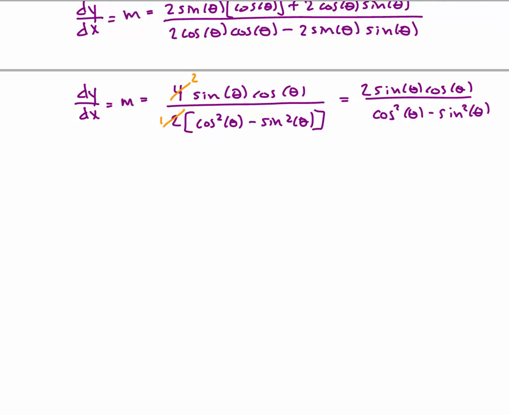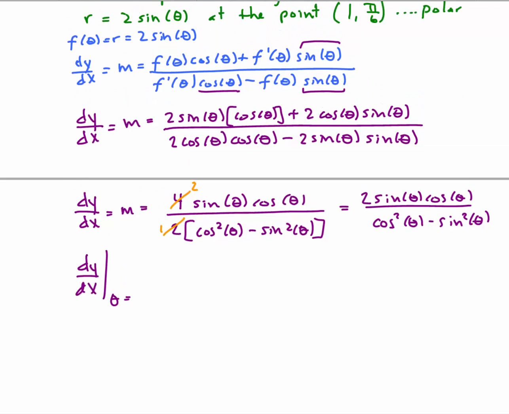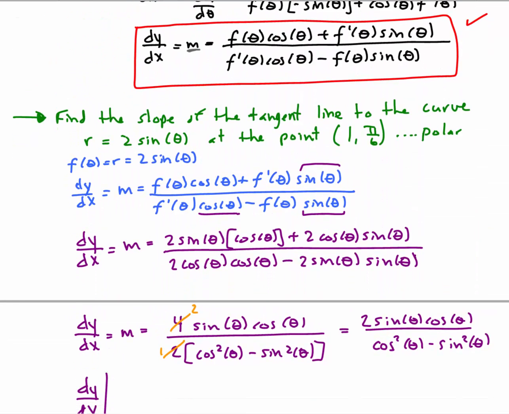So now that I have this simplified, I need to evaluate this at, and again, all my values here are thetas, so I'm going to evaluate this at theta equal. Let's go back to my original problem. So pi over 6, because this was r and this was theta, so theta is pi over 6.